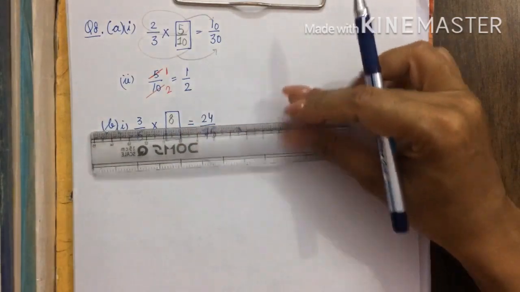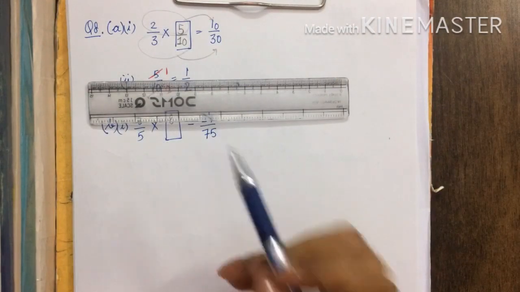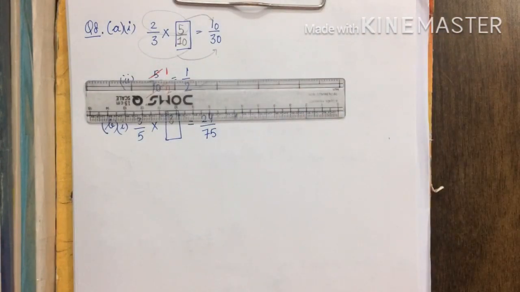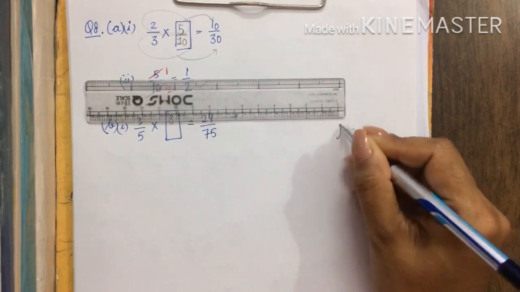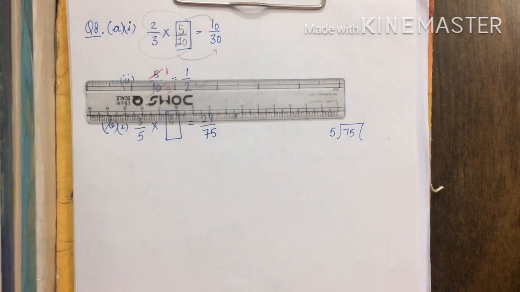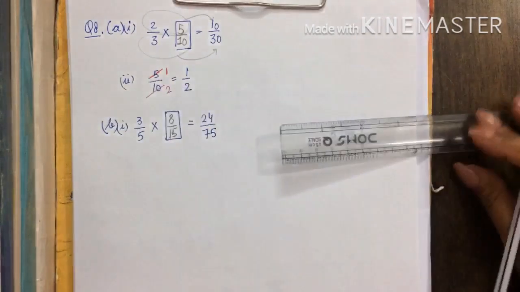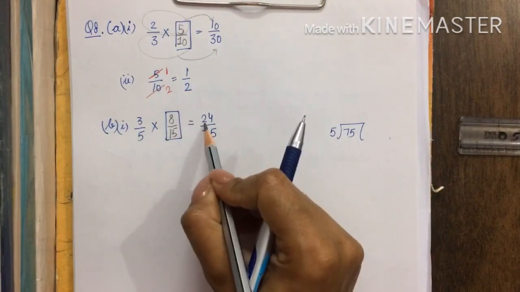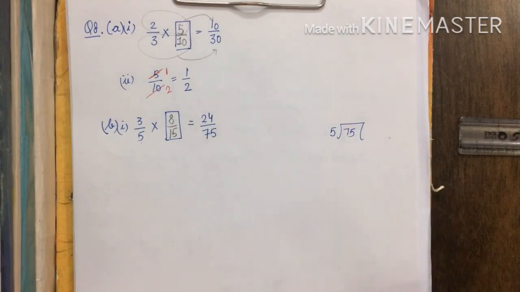And same thing for the denominator. You want 5 multiplied with a number so that you get 75 as the answer. By which number should you multiply? Divide 75 by 5. So 75 can be divided by 5. The answer obtained will be filled here. So what is the answer? The answer will be 15. So in the numerators, if you check, 3 into 8 becomes 24. 5 into 15 becomes 75.